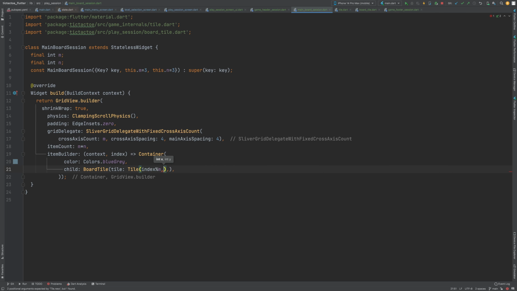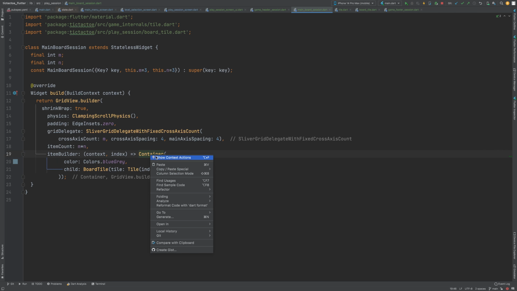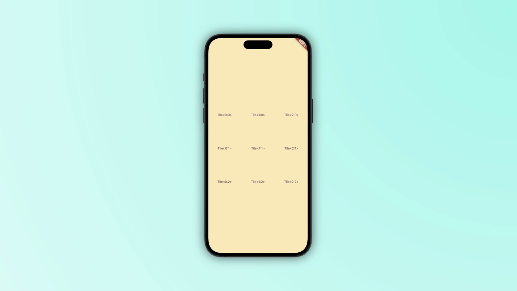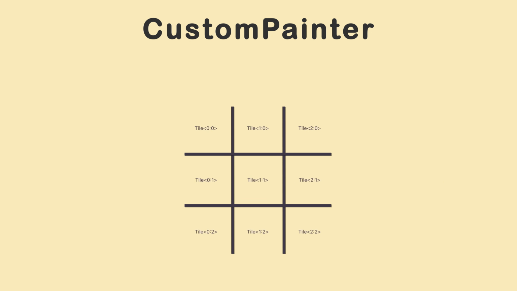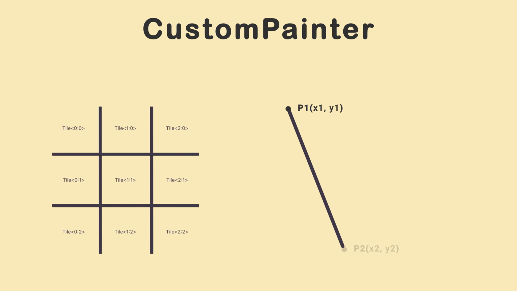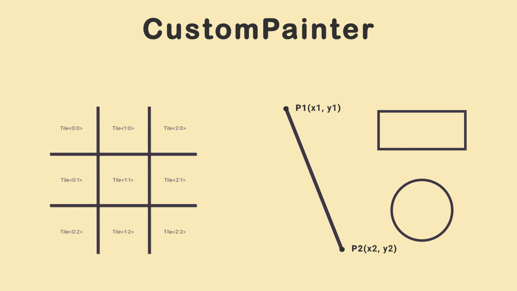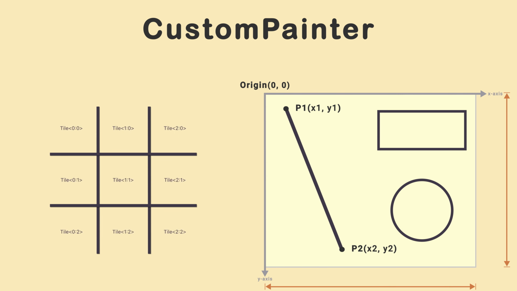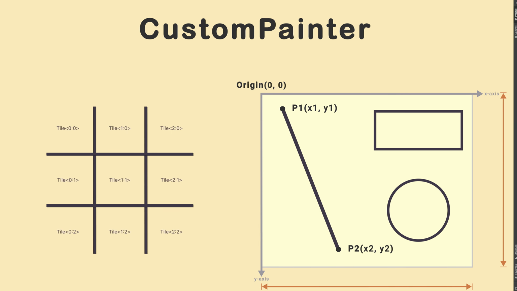Next, let's remove the background of each tile by removing this container widget. We'll draw the separating lines using the CustomPainter class. With this class, we can draw different kinds of lines, shapes, etc. Think of this as a two-direction coordinate axis where the origin lies at the top left. The height and width of the plane are derived from the parent.